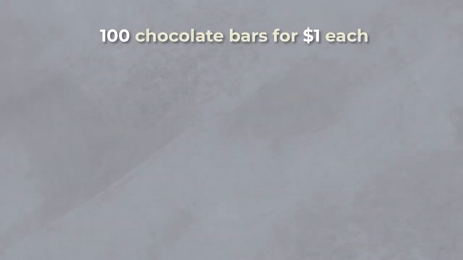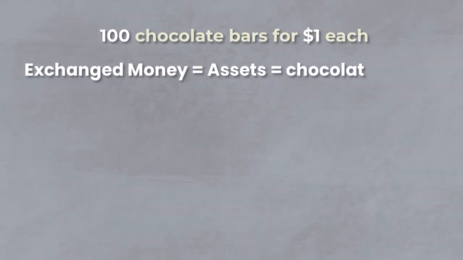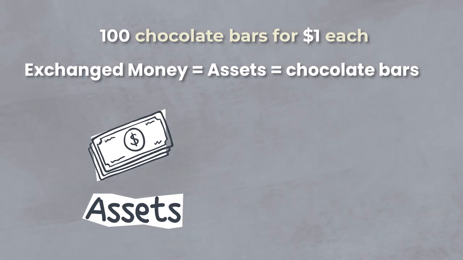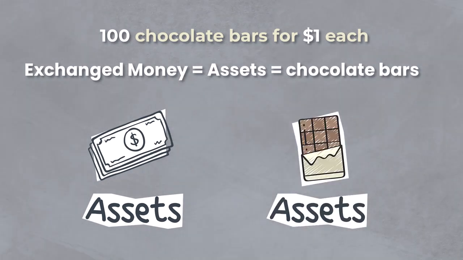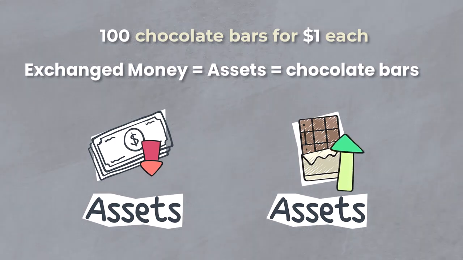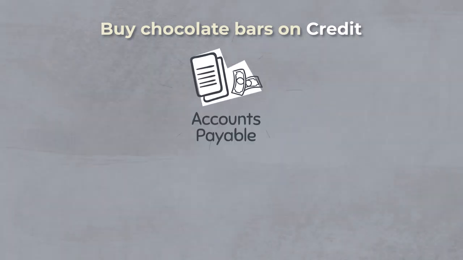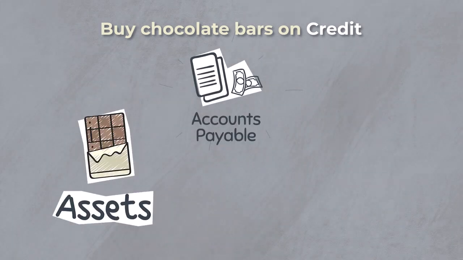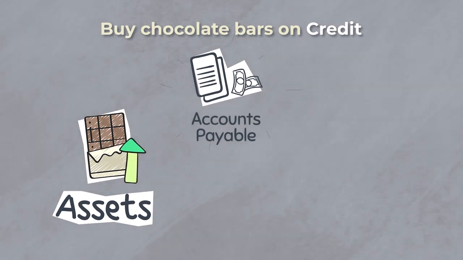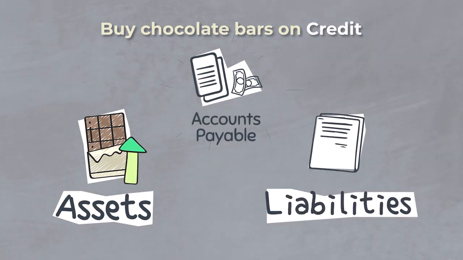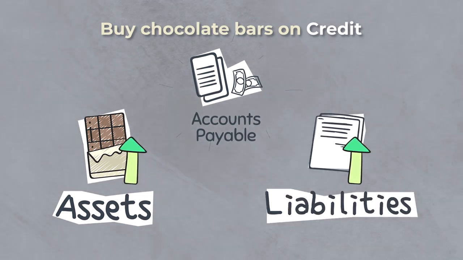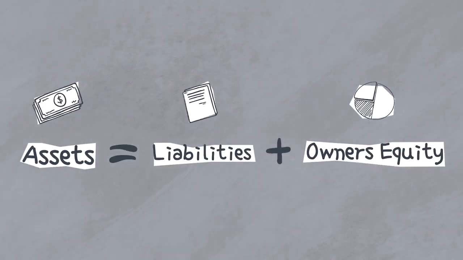So let's say I buy 100 chocolate bars for $1 each. I exchange money, an asset, for chocolate bars, another asset. My money goes down, my chocolate bars go up. So these two events cancel out each other. Now let's say instead I buy those chocolate bars on credit, which we call accounts payable. Well, in this case, my assets go up. I have chocolate bars, but I didn't spend money yet on it, so my liabilities go up. As you can see, this equation never lies. Assets equals liabilities plus owner's equity.